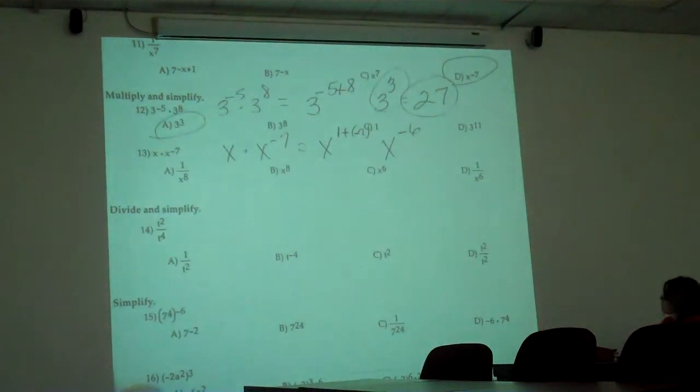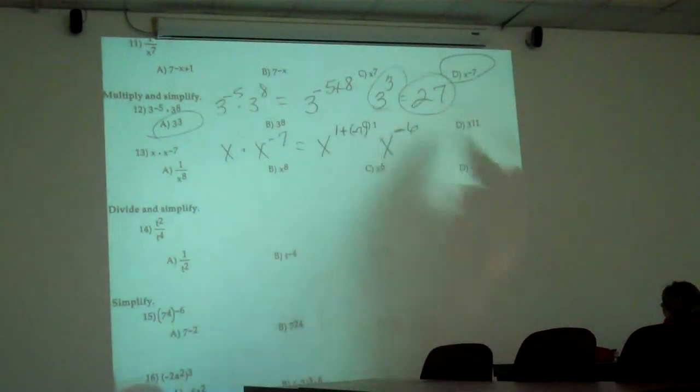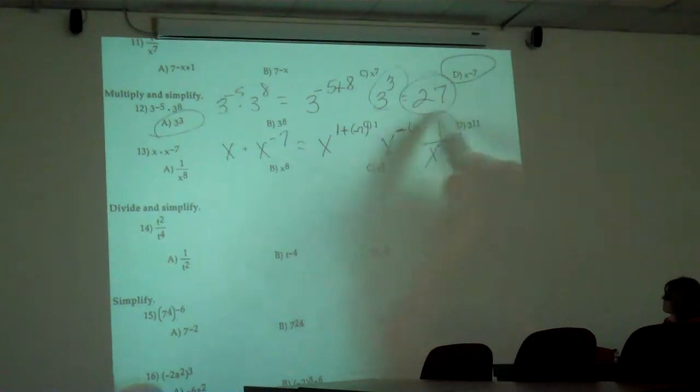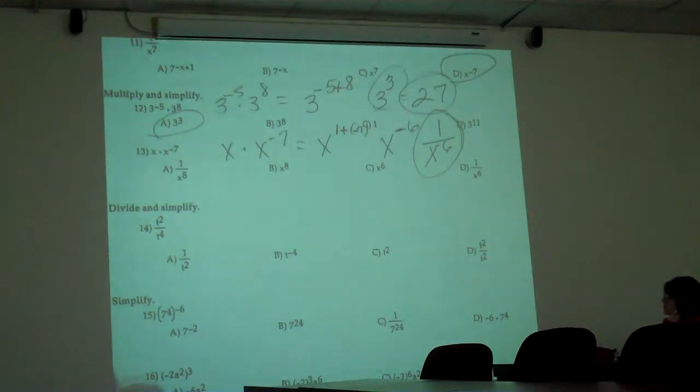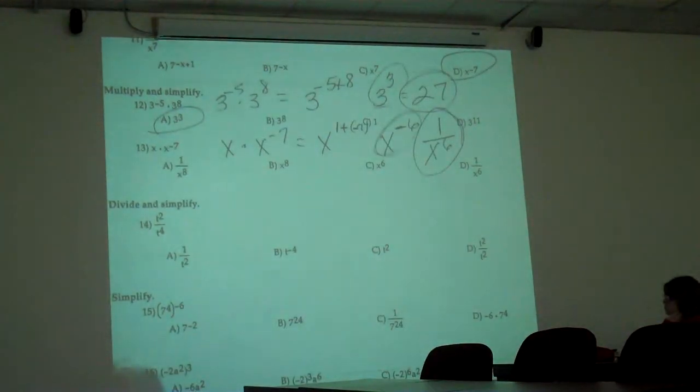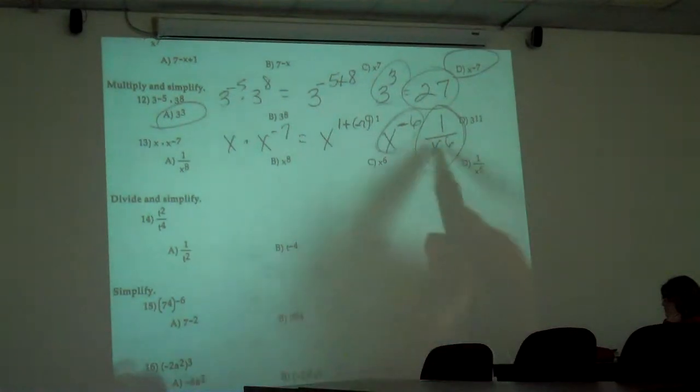Negative 6. And you could either leave it like that, or I guess since it says simplify, it'd be better to put it on the bottom and have a positive exponent. If you at least got that far, I would have still given it to you though, because it doesn't necessarily say it has to be positive.